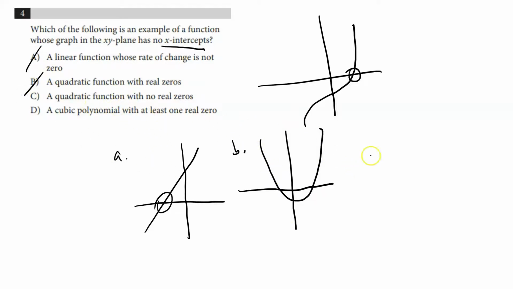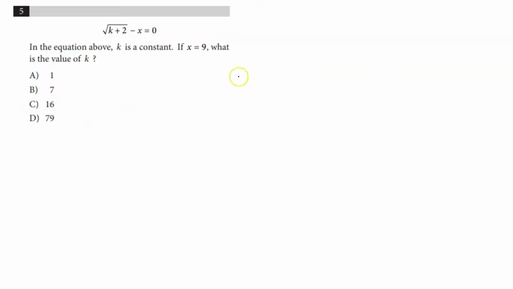What about C? A quadratic function with no real zeros. Now this, graphically, if a quadratic function has no real zeros, it means the opposite of this statement, so it will not pass through the x-axis at any point, which means it has no x-intercepts. C is our answer.